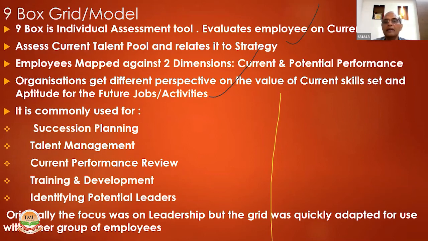Okay, it is an individual assessment tool. And it actually evaluates both current and potential performance. Current performance of the employee and potential of the employee. However, there are certain debates on whether potential of an employee could be assessed objectively. Yes, it could be, based upon the responsibilities which you give, the projects which you give to him, and discussions which you have with the other managers under whom they worked as a team member or under a project. Based upon that, you can assess the potential of an employee.